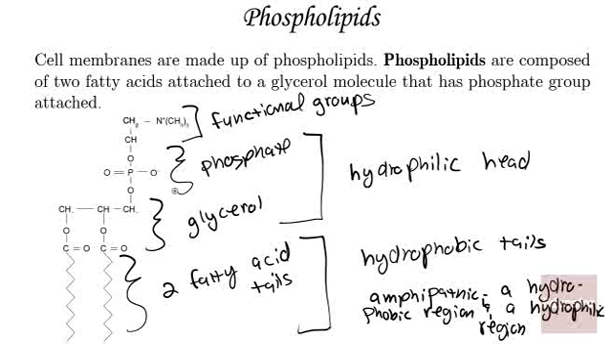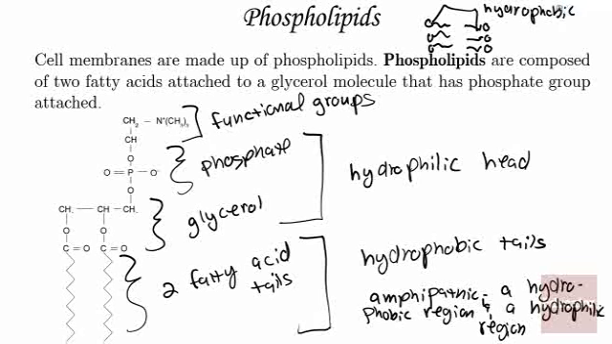Because of this amphipathic nature, phospholipids self-aggregate into bilayers. And they do this in order to shield these hydrophobic portions from water. So what you end up with is phospholipid bilayers where the hydrophilic heads face outward and the hydrophobic tails are sequestered inside. So this is the hydrophobic portion and it's sequestered inside from the water.